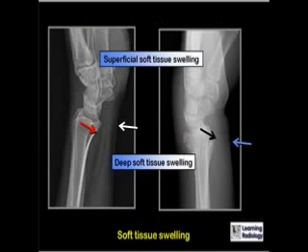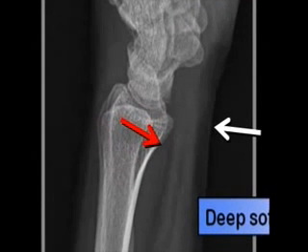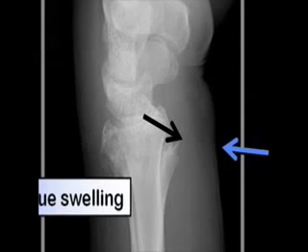Soft tissue swelling can be superficial or deep. The white arrow is pointing to the normal subcutaneous fat, deep to which there are denser muscles. The red arrow is pointing to one of the fat planes we're going to discuss shortly, the pronator quadratus fat plane. In the image on the right, you can see that there is obliteration not only of the superficial fat planes, the blue arrow, but of the deep fat planes as well.